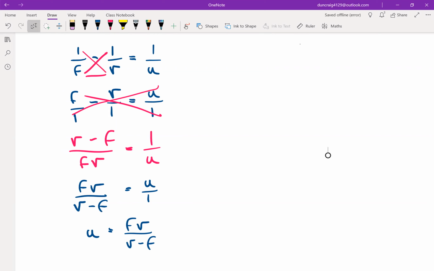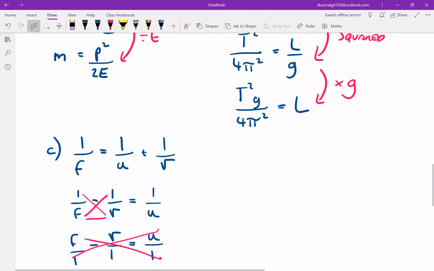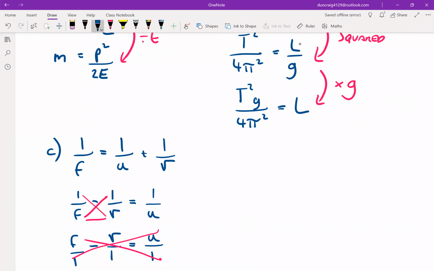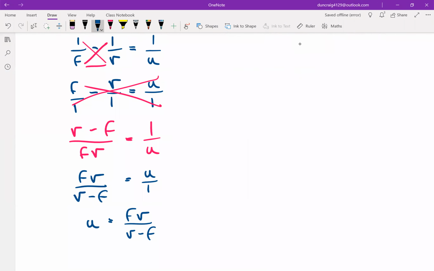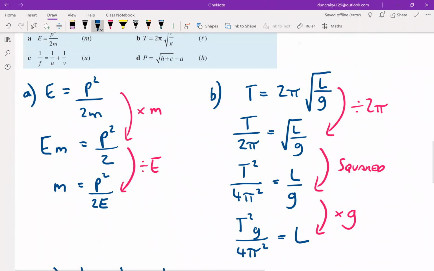Now, you can verify your answer by substituting in some values as well. So I could put in a value for, say, U and V, and it'll give me an answer for F. And then if I put in those same values down here, it should work. I'm not going to do it here, but you can substitute in values to verify your answer.